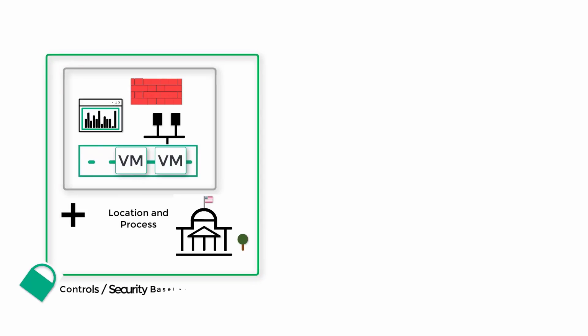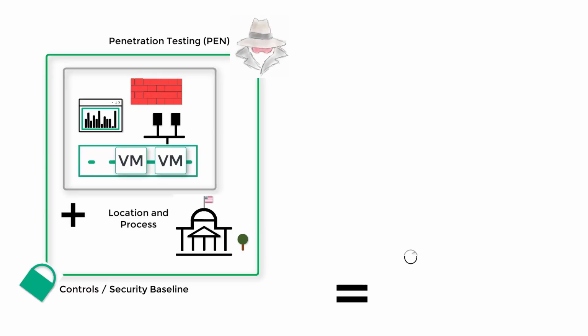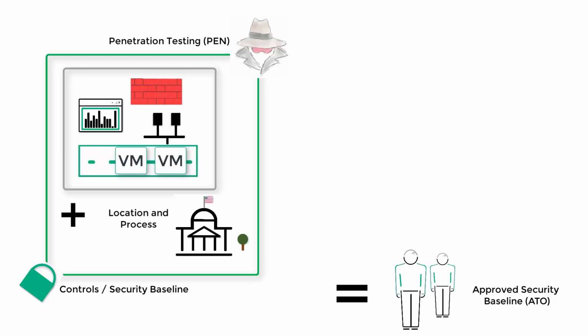security controls and their security baseline, as well as penetration testing, all of that equals an approved security baseline, or what the US federal government calls an authority to operate. This is the ultimate objective for an agency, to get to an approved security baseline. And whether or not you're in the federal government or not, it still applies. A security baseline is a security baseline, and the process and those variables that make up that secure baseline are hardware, software, process, and location.